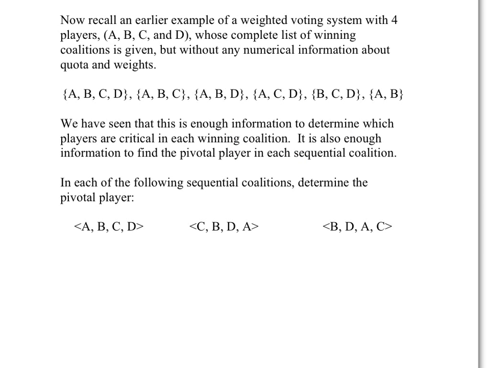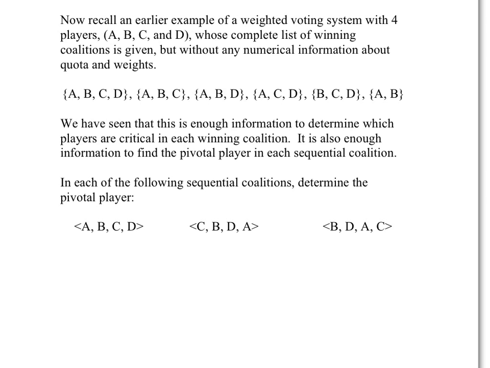Now let's remember an earlier example of a weighted voting system with 4 players, let's call them A, B, C, and D, where the complete list of winning coalitions is given, and here it is, but without any numerical information about quota and weights. And we saw earlier that that was actually enough information to determine who is critical in each winning coalition, and of course once we found out who is critical in each winning coalition, then we could answer all our other favorite questions from Banzhaf's point of view.